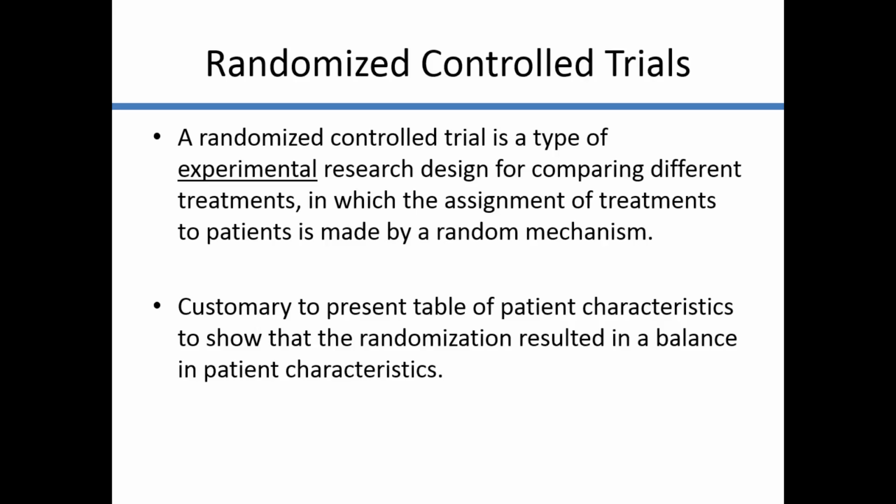But when you randomize, sometimes, like if you flip a coin, the idea is to get people distributed, whether it's smoking or non-smoking. You want an equal number of smokers and non-smokers in both groups, but there's no guarantee. And that's why it's customary to present a table of patient characteristics to show that the randomization resulted in a balance in patient characteristics. Because you can flip a coin and you should get 5 heads and 5 tails, but there's no guarantee that you won't get 10 heads. So that's why we check to make sure our randomization worked.